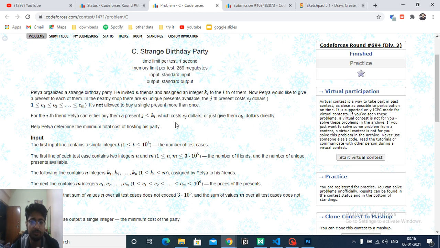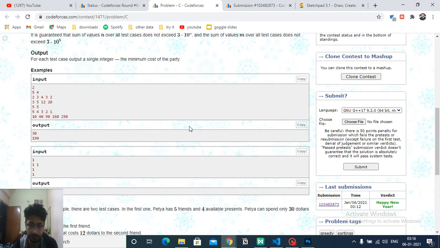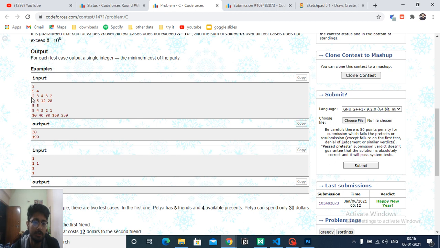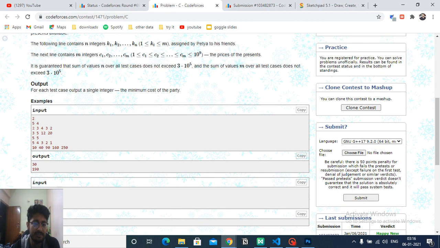So now if the ith friend got a number ki, you can buy him any present with an index less than the number he got, or you can give him money equal to c_ki dollars. Let me show you with an example. If these are the numbers assigned to every person in the party, and these are the prices of the gifts in the shop.